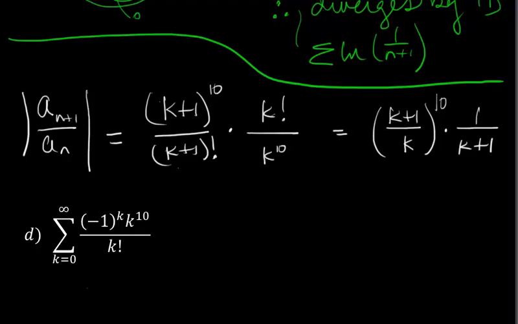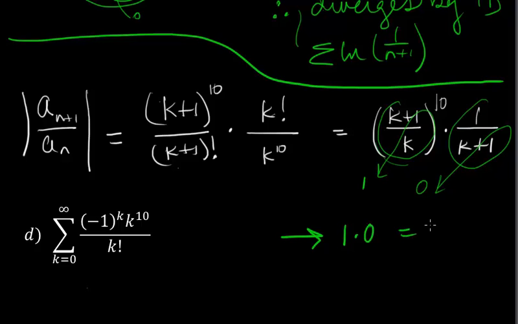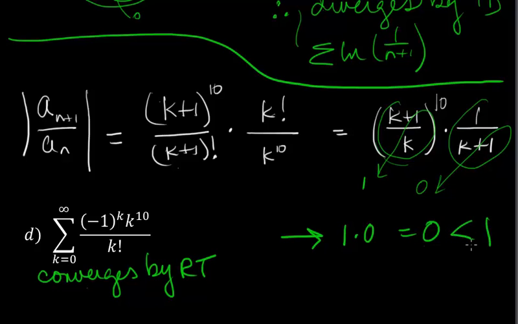Well, the inside of this that's being raised to the 10th power, k over k plus 1, obviously is converging to 1, and 1 to the 10th is 1. This 1 over k plus 1 is going to 0. So the limit is 1 times 0 equals 0. So this series converges by the ratio test. We came out with a limit which was less than 1. Therefore, the series converges.